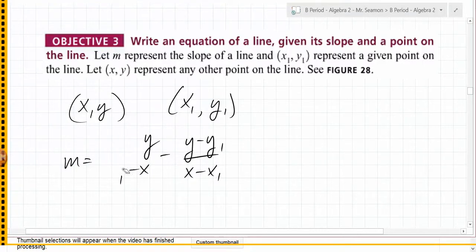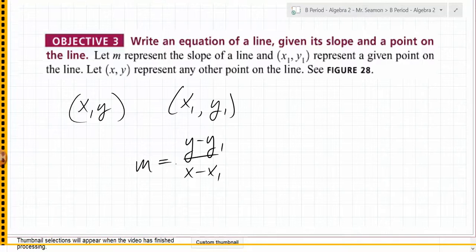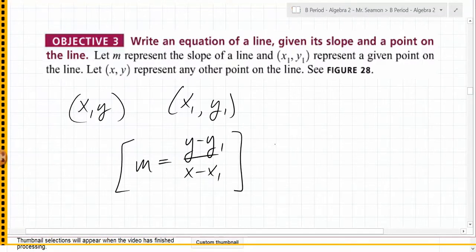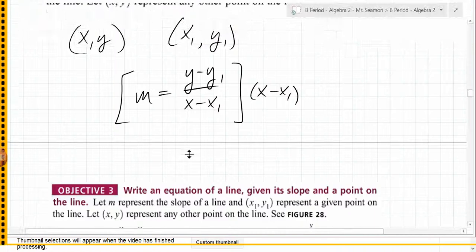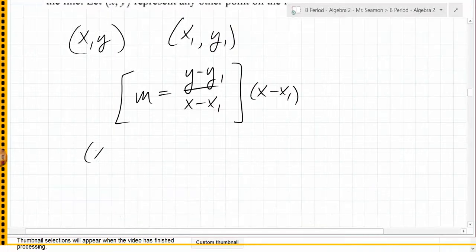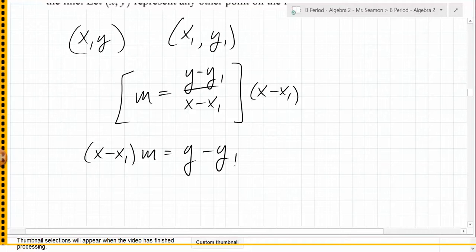So ready? I'm just going to write it like this for now, okay? Is this totally okay? Yeah. If I wanted to get rid of a fraction, what do you multiply by? What's the easy thing you multiply by? The denominator. What's the denominator on the right? If I multiply by the denominator, what happens to the denominator on the right? It goes away. So what does it become? X minus x1 times m equals y minus y1.